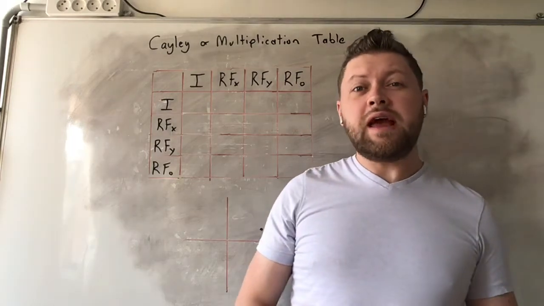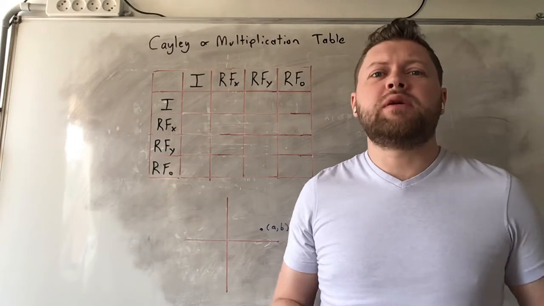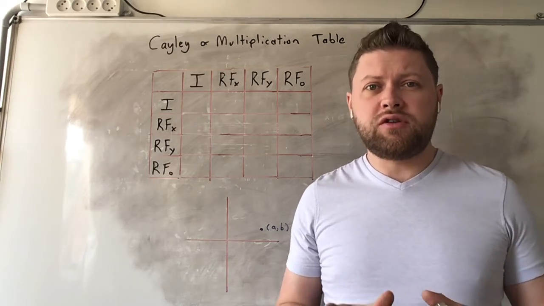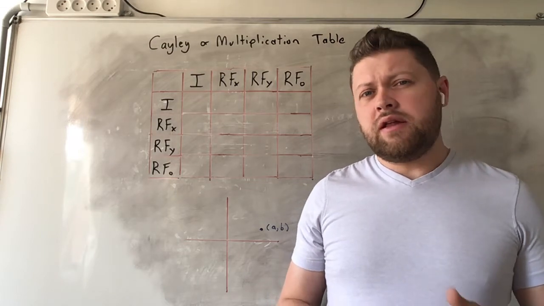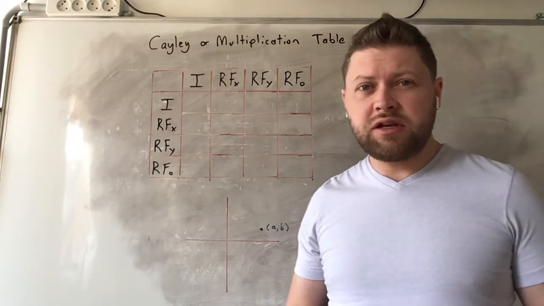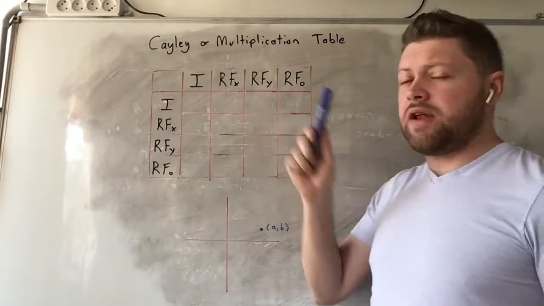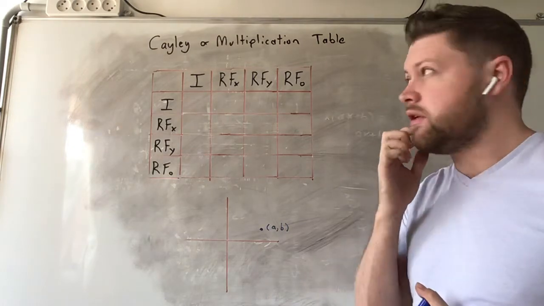Hi guys, this is the 8th video in this series which attempts to broaden and deepen our understanding of the origin of the laws of physics and of our physical theories. In this video I want to look at what's called a Cayley or multiplication table for our reflection operations or reflection transformations, which we looked at in the previous video.